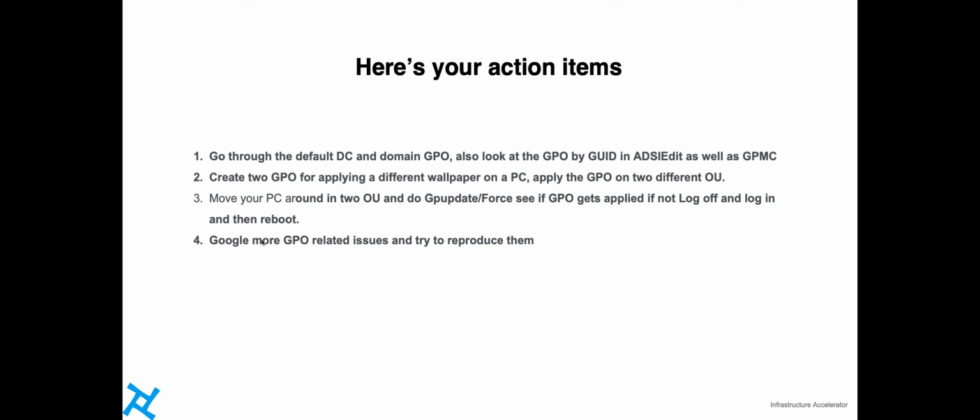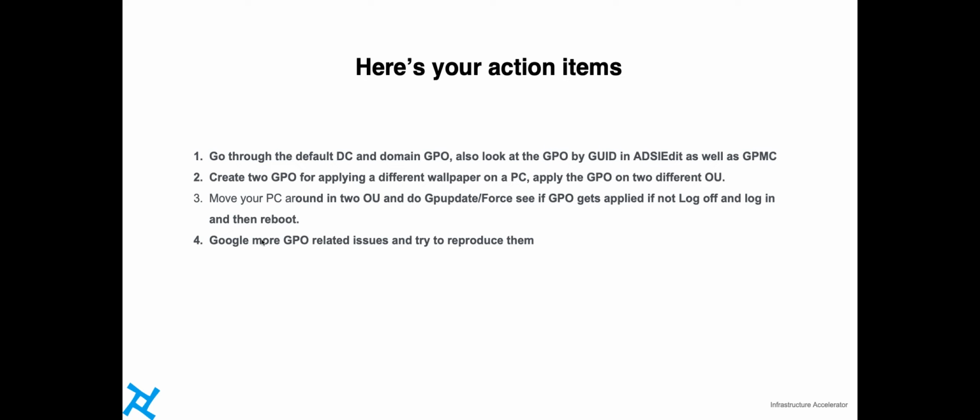Create two GPOs for applying a wallpaper on a PC, and apply the GPOs on two different OUs. You can do that. Move around your PC in these two different OUs and do a gpupdate /force, or if you have to, reboot the PC or log off, log in, and see if you are able to get the wallpapers applied. Google for more GPO related issues and try to reproduce them. Group policies are an integral part of an Active Directory engineer.